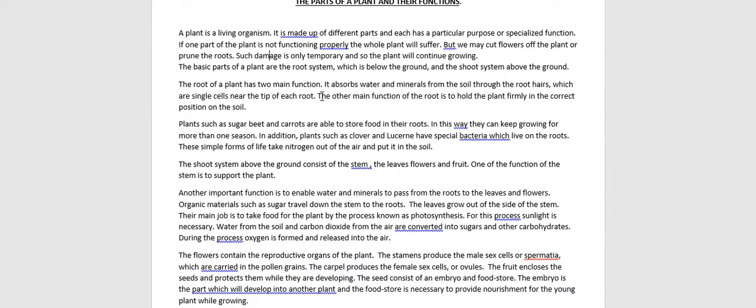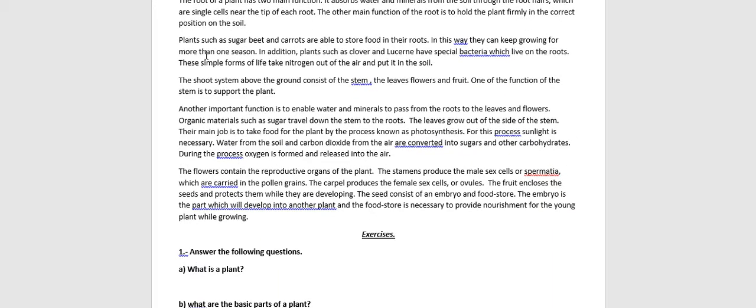The root of a plant has two main functions. It absorbs water and minerals from the soils through the root hairs, which are single cells near the top of each root. The other main function of the root is to hold the plant firmly in the correct position in the soil. Plants such as sugar beet and carrots are able to store food in their roots. In this way, they can keep growing for more than one season. In addition, plants such as clover and lucerne have special bacteria which live on the roots. These simple forms of life take nitrogen out of the air and put it in the soil.